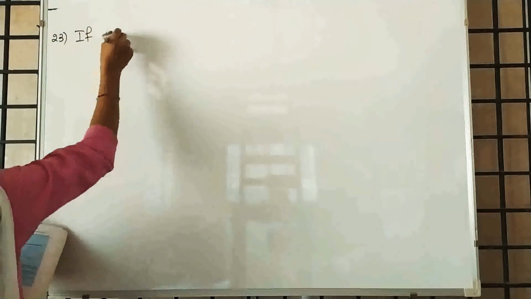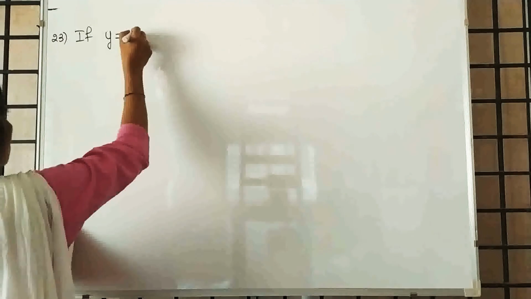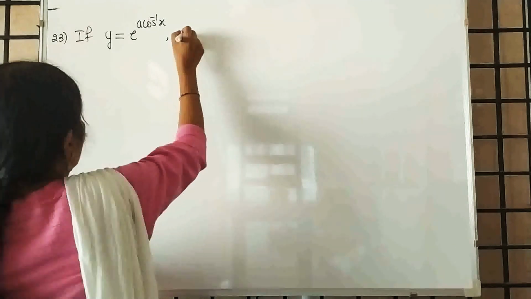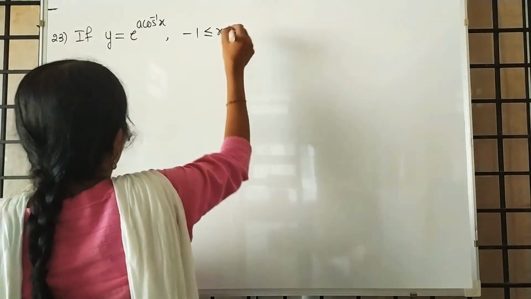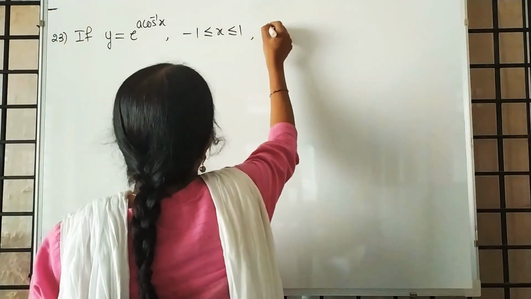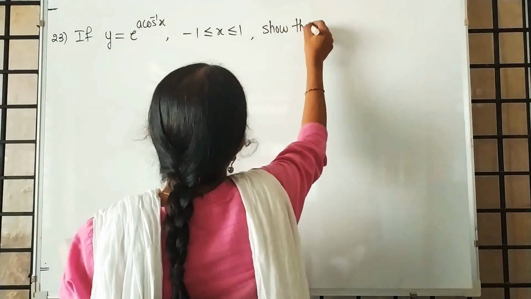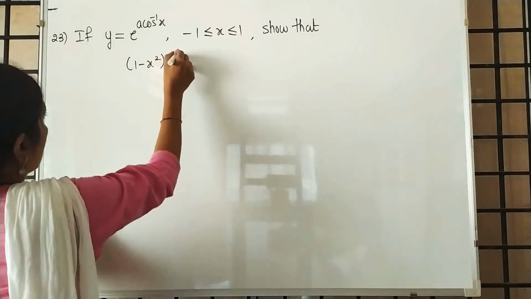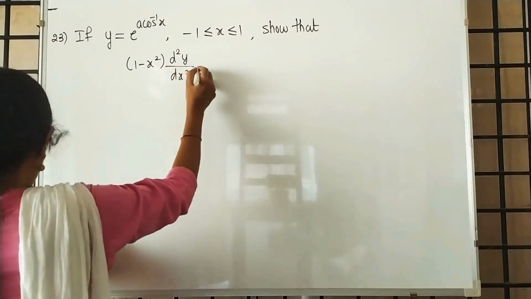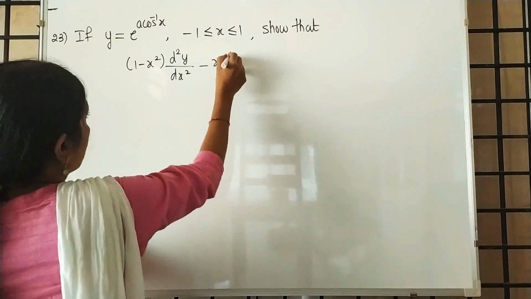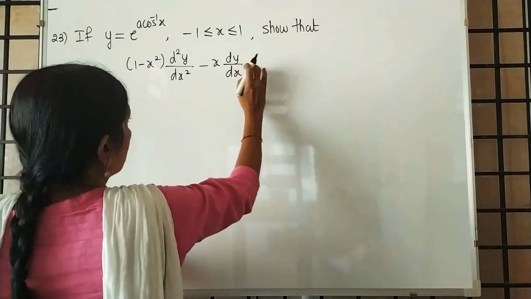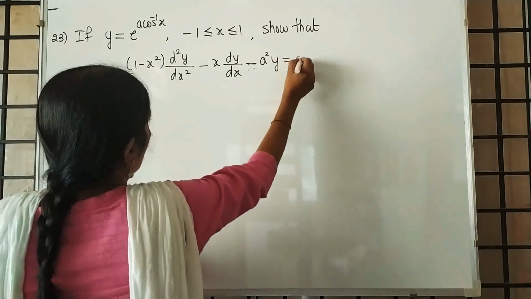If y is equal to e raised to a cos inverse x, x lies between minus 1 to plus 1, show that 1 minus x square into d square y upon dx square, minus x into dy upon dx, minus a square y is equal to 0.